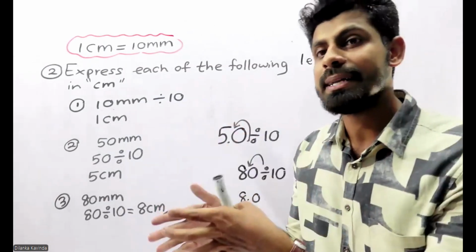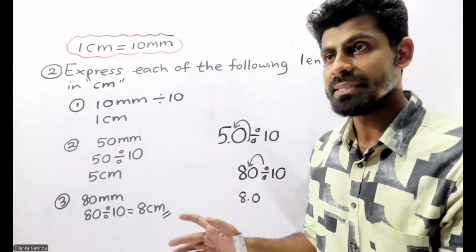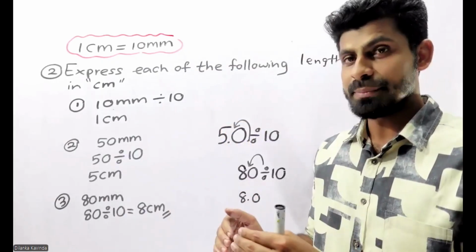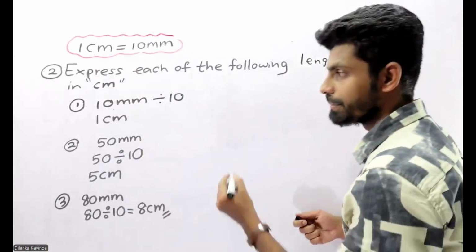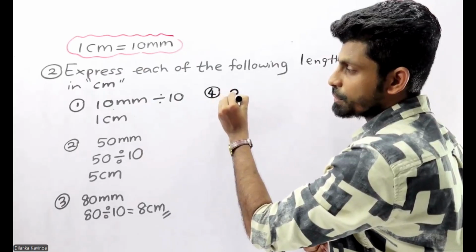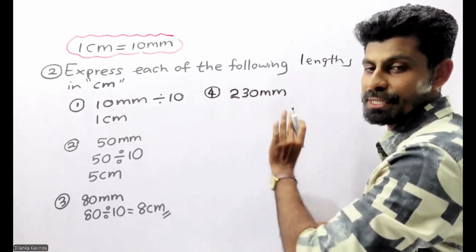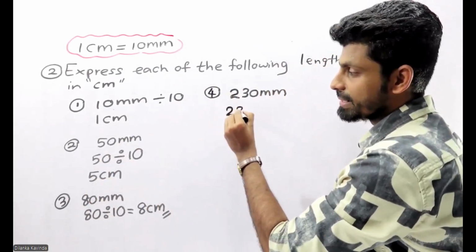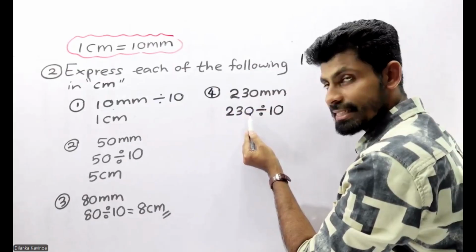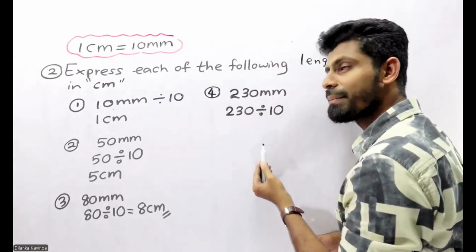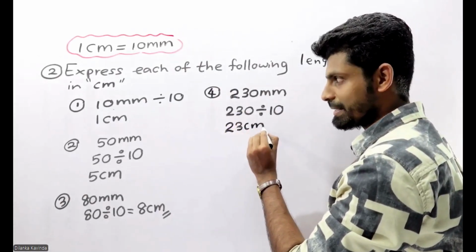40 divided by 10. 40 millimeters means 4 centimeters. 70 millimeters means 7 centimeters. 100 millimeters means 10 centimeters. Look at this one. Cancel the last zero. Question number 4. 230 millimeters. How to convert to centimeters? 230 divided by 10. So that means the last zero should be cancelled out. So that means 23 centimeters.